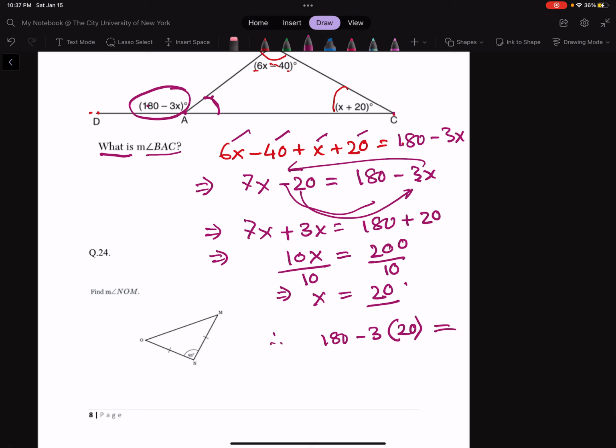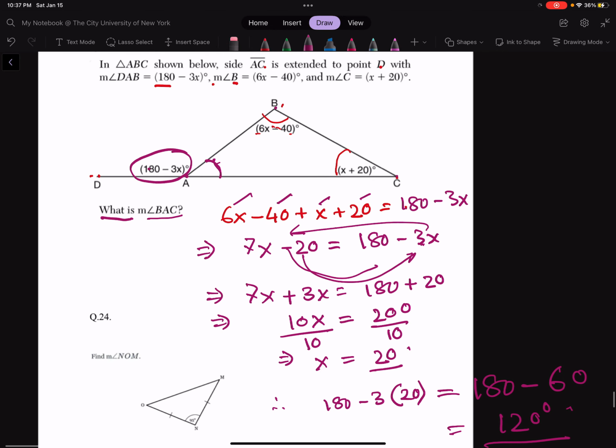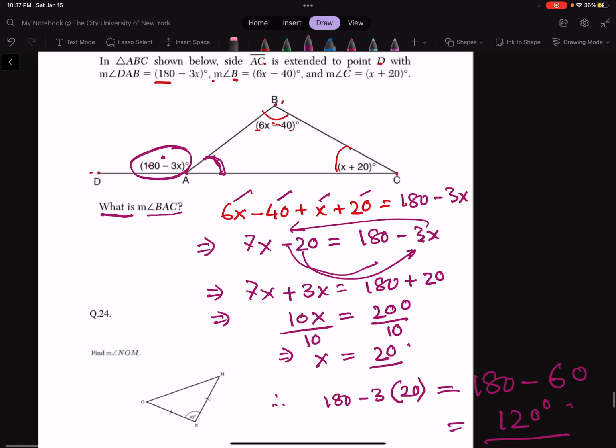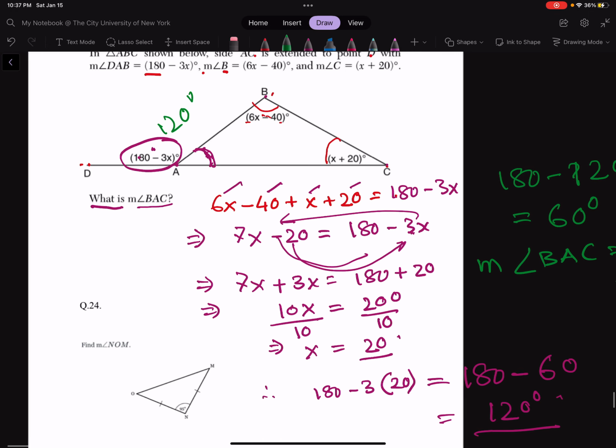So you get 180 minus 60. So that's 120. Now we need this angle BAC. This plus this is 180 degrees. So if we subtract this 120 from 180, we get that 60 degrees. So we say measure of angle BAC equals 60 degrees. All right. So that is it.